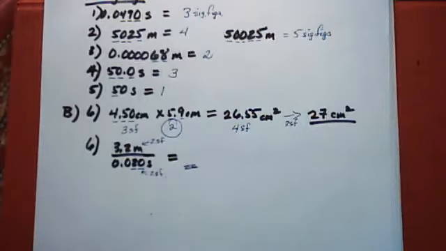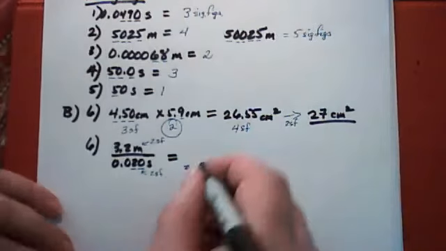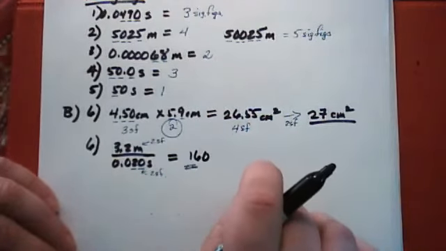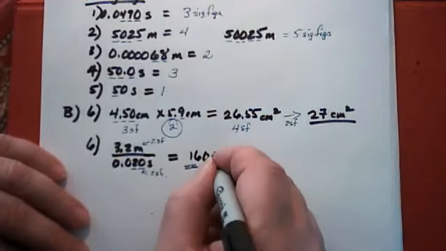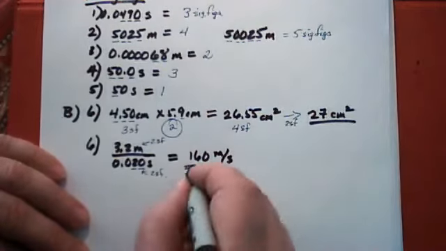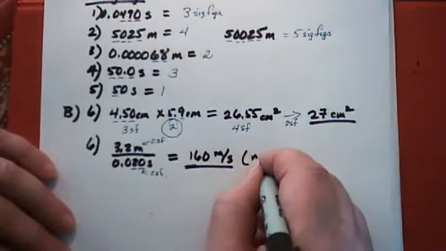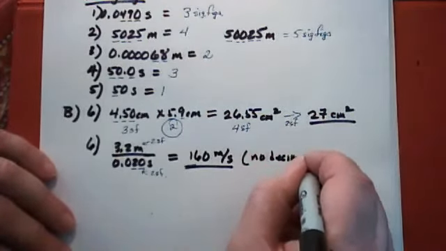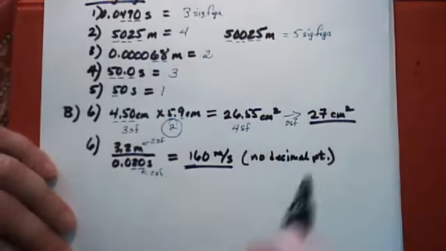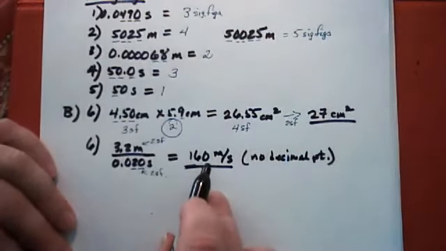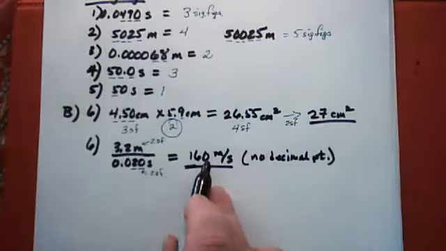If you put 3.2 divided by 0.02, you get 160. And that's meters per second. That actually is the correct number because as long as you don't use a decimal point, that is 2 significant figures. Because remember, zeros at the end of a number don't count if there's no decimal point. So you got to be careful, though. If you put a decimal point after that 0, it's 3 significant figures, and it's not correct.